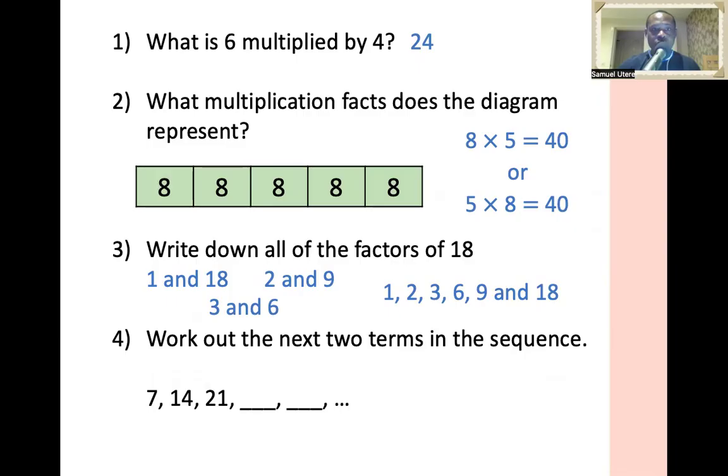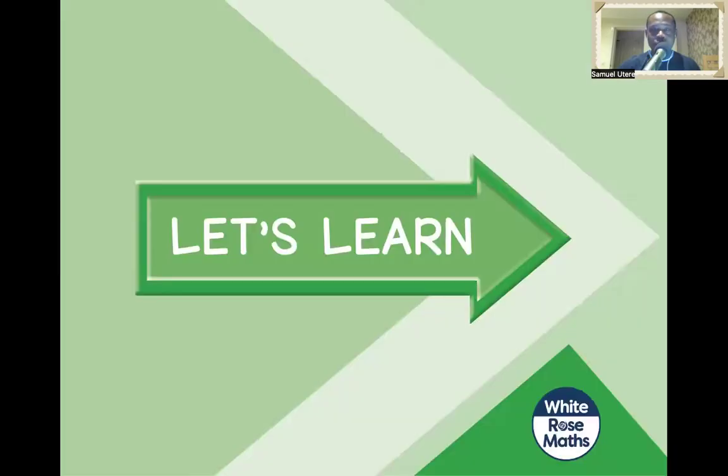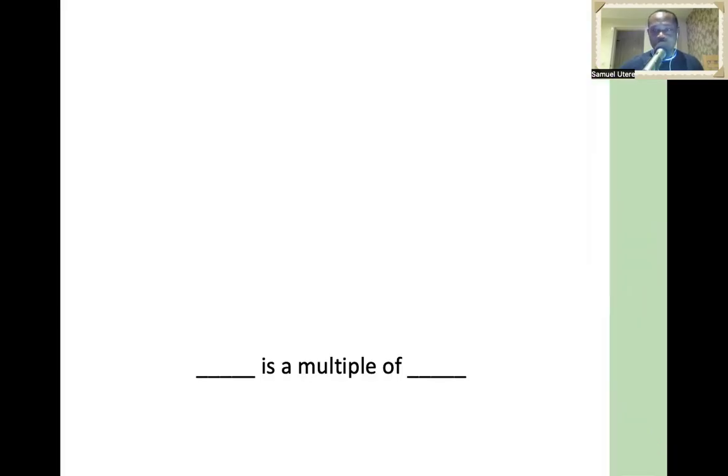Next, you're asked, work out the next two terms in the sequence. I'm sure you would have noticed that that is the 7 times table. So to complete the times table, you could add 7 to 21 and 7 to 28. All right, let's do some new learning.